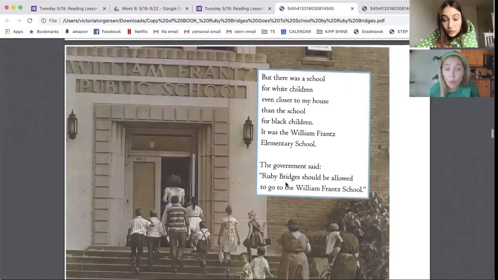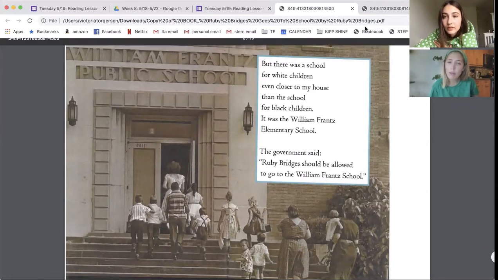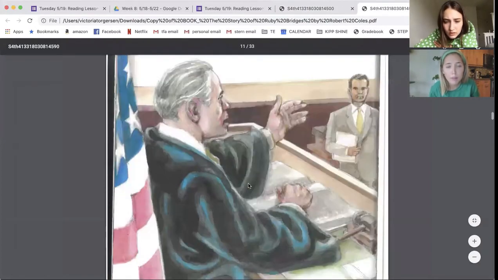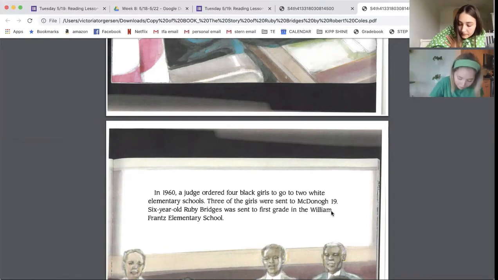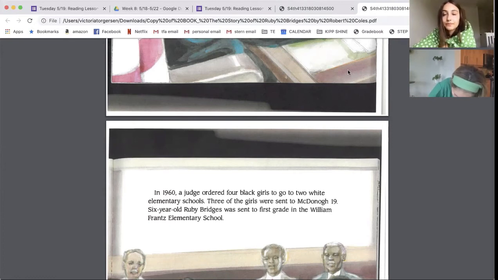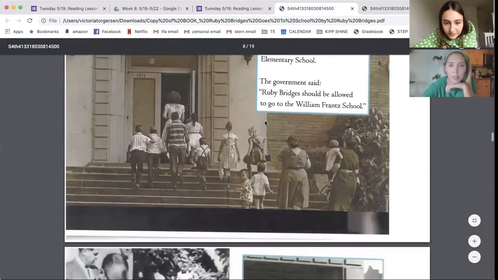Okay. Oh, my eyes go to the William Frantz school. Do they talk about the name of the school in the other book? Let's see. Yeah. Oh my gosh, right there. So maybe just write the name of the school. Make sure, Shinesters, you're writing something now in the middle of your Venn diagrams too. Good job. Okay, let's keep going.